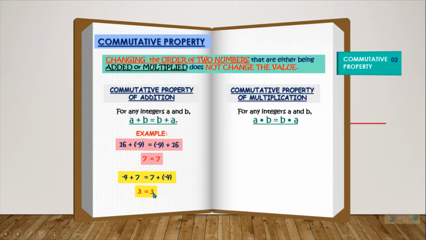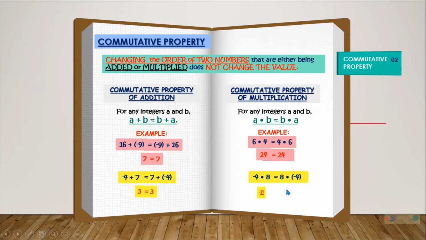Next, in multiplication, commutative property of multiplication, for any integers a and b, a times b is equal to b times a. Same lang yan sa addition. So, nagpalit lang din sila ng place o ng lugar. For example, 6 times 4 is equal to 4 times 6. So, nag-switch lang sila ng place. But still, 6 times 4 is equal to 24. And then 4 times 6 is also 24. Negative 4 times 8 is equal to 8 times negative 4.